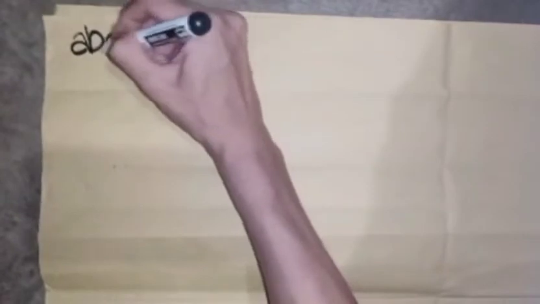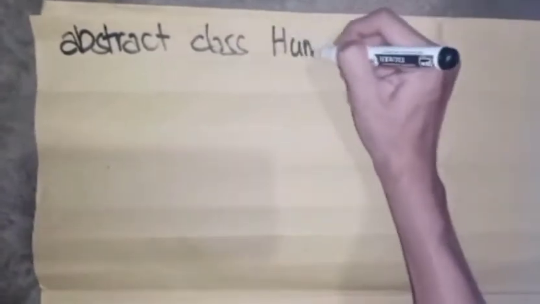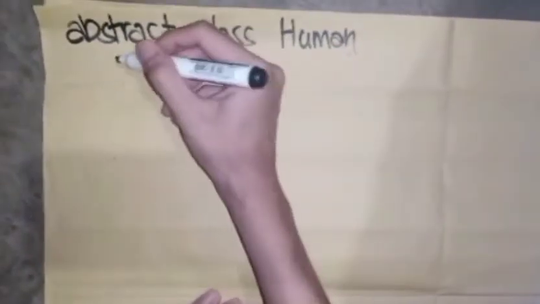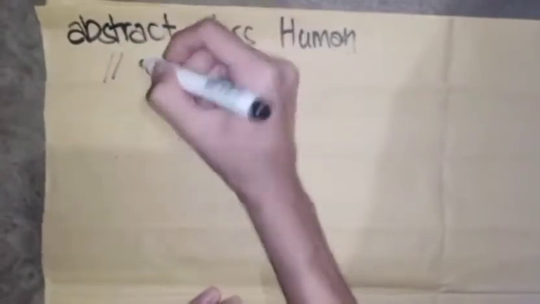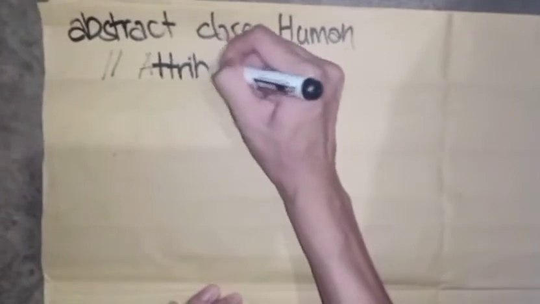The first thing to do for our superclass is to write down the first line, which is abstract class human. We use the keyword abstract instead of public to make sure that the only way to use the methods and attributes inside the superclass human is through inheriting it to our subclass, which is subclass Berlin.